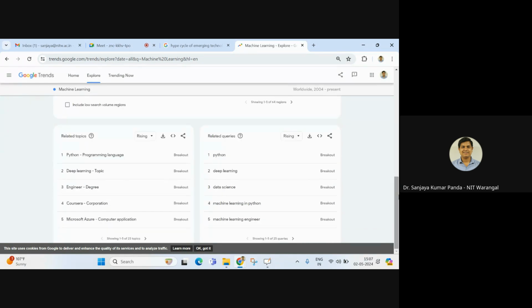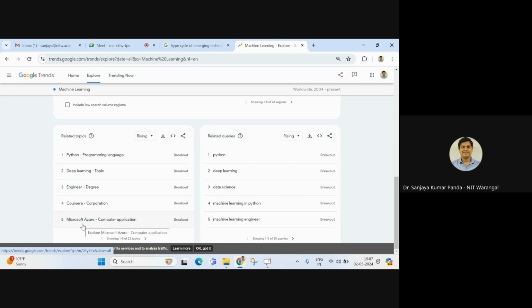Similarly, you can also see the related topics and related queries for machine learning. For example, you can see now people are very much interested to write Python code for building various models. They are also interested in deep learning, and also the courses offered by various organizations like Coursera or other platforms. And many people are also looking for cloud-based solutions, right?